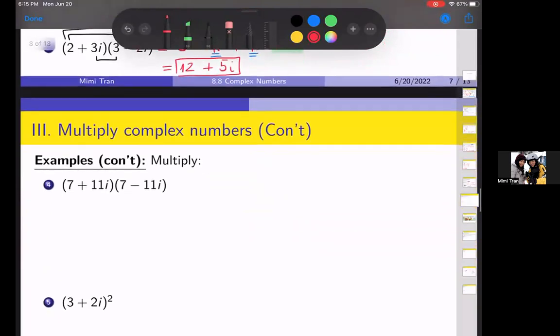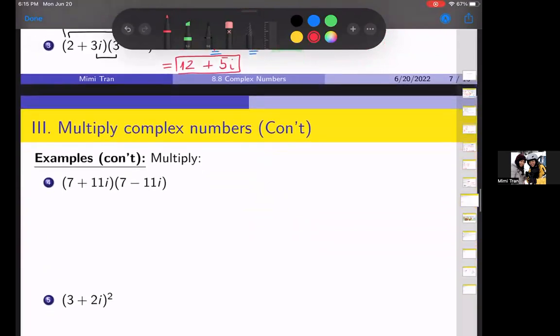You may want to pause the video a little bit and try this one on your own. Now this one, we can do either FOILing or, because they are conjugates, because we have 7 plus 11i and 7 minus 11i, we can use difference of 2 squares, because we have a squared minus b squared. Let's recall a squared minus b squared equals a plus b times a minus b.